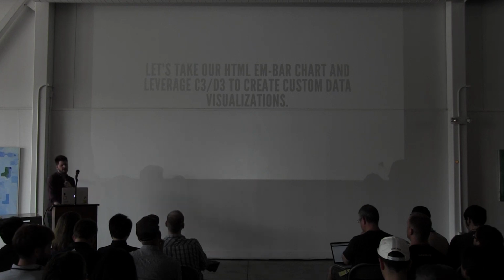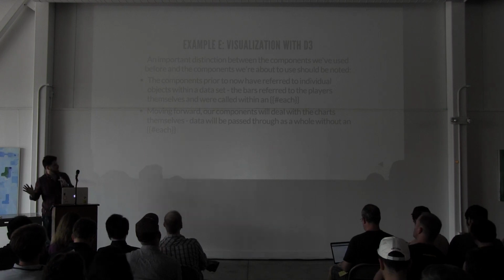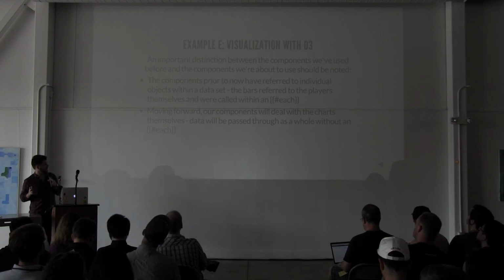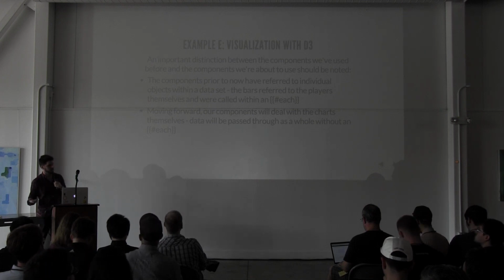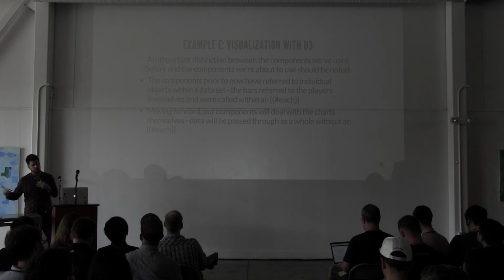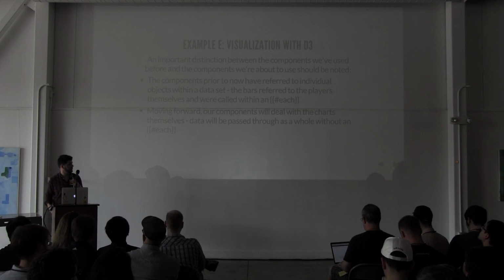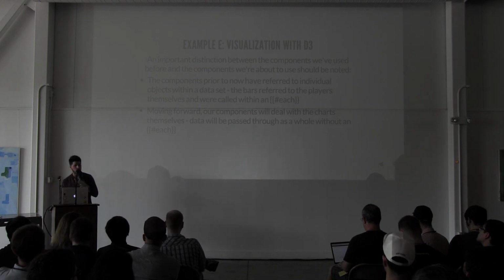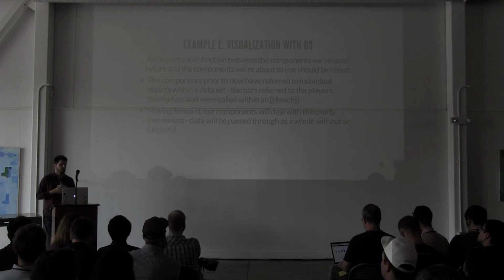So we're going to take our bar chart, and we're going to leverage C3 and D3 to create custom data visualizations. So let's talk about one of the big differences that's going to come up right here. So far, what we've looked at are Ember components that deal with individual bars. So each component was called bar or player or something like that. What we're going to start doing is considering our component to be the graph as a whole. So instead of player or bar being the chart, we're going to say team, or in this case, we're going to say bar chart.